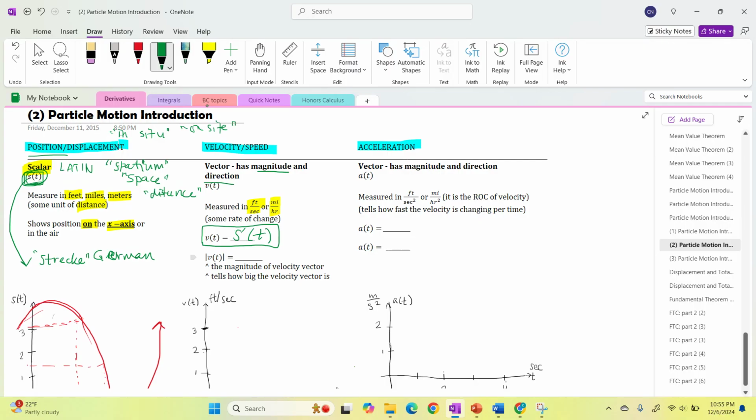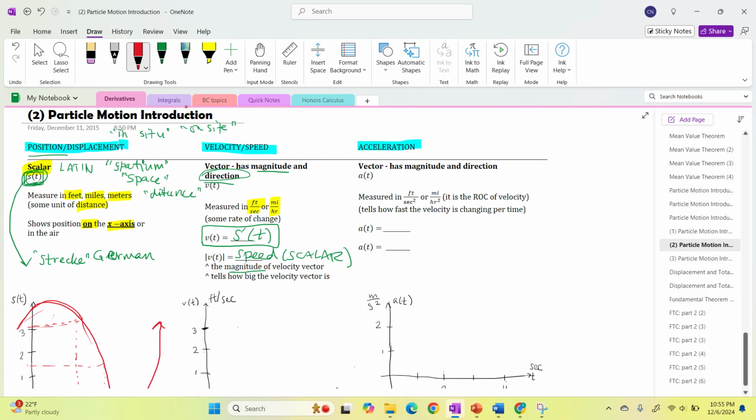Now let's say I take velocity and then I do the absolute value of it. So absolute value will get rid of the direction. Remember, velocity does have direction. It tells you if you're going left and right. If you do the absolute value, there's no more direction. Now you have the magnitude of your velocity vector. That just tells you how big the velocity vector is. And it's going to give you speed, which is scalar. No direction, just magnitude.